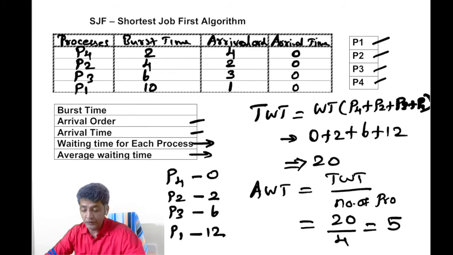That is, the waiting time for each process, as well as the average waiting time, in the shortest job first scheduling algorithm, right? If you are comparing with the first come first serve scheduling algorithm, surely the average waiting time will be higher. If you want to reduce the average waiting time, we are moving from the first come first serve algorithm to the shortest job first algorithm.